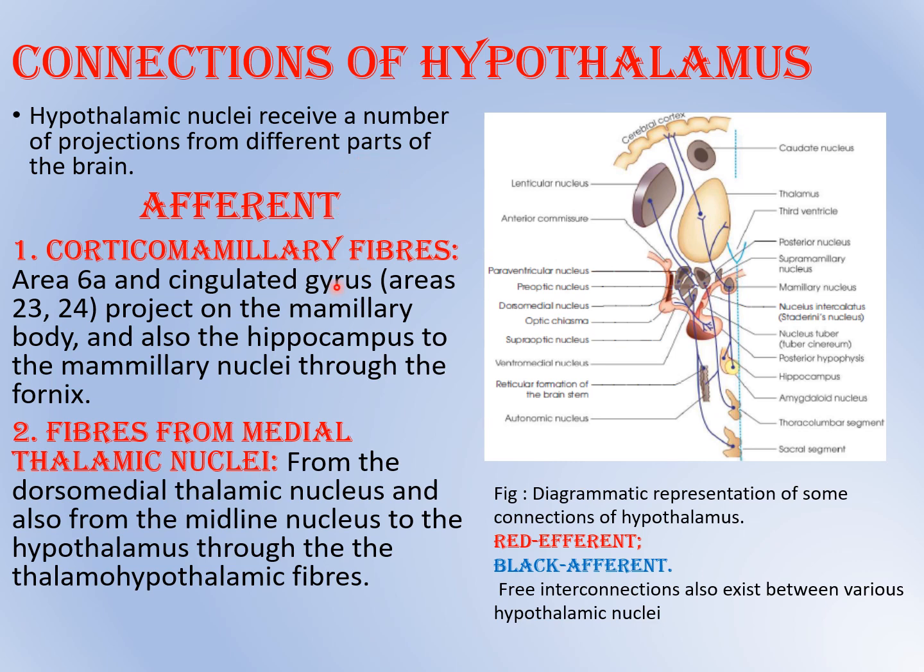of the hypothalamus. First of all, corticomammillary fibers. Area 6A and cingulate gyrus, meaning areas 23 and 24, project on the mammillary body, and also the hippocampus to the mammillary nuclei through the fornix. And fibers from the medial thalamic nuclei, from the dorsomedial thalamic nucleus and also from the midline nucleus, go to the hypothalamus through the thalamo-hypothalamic fibers.